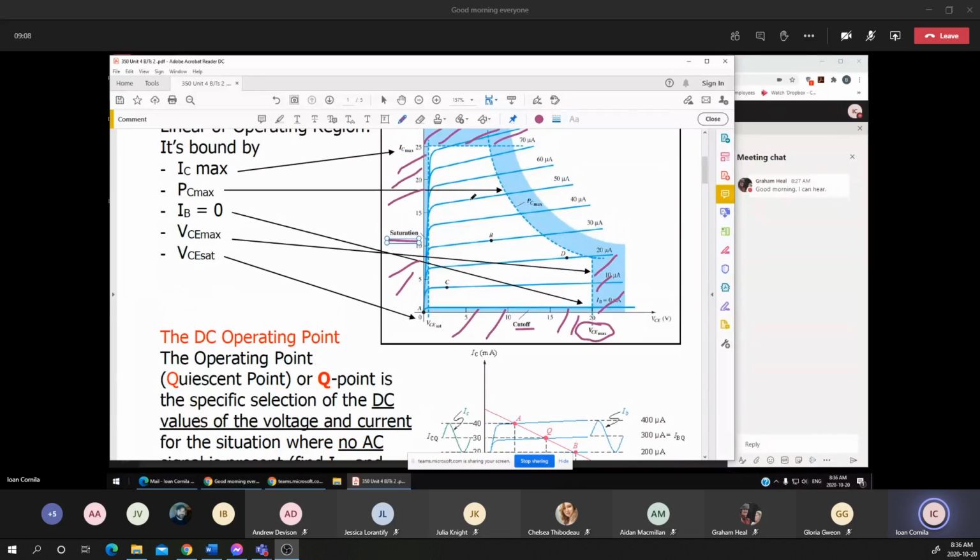That load line is given by the voltage source, which is the VCE or the VCE max. It's given by the maximum collector current, which is the IC max. And most of the time, and I'm having an example today, we are looking to place the transistor in the midpoint, or the middle of the load line. It means that most of the time we use the transistor in this region.